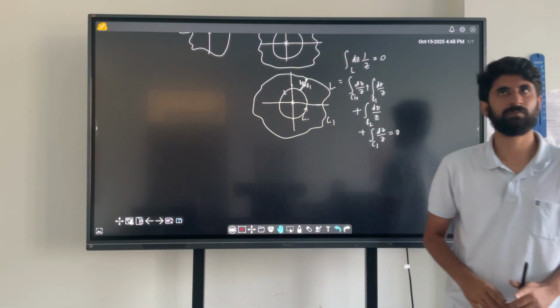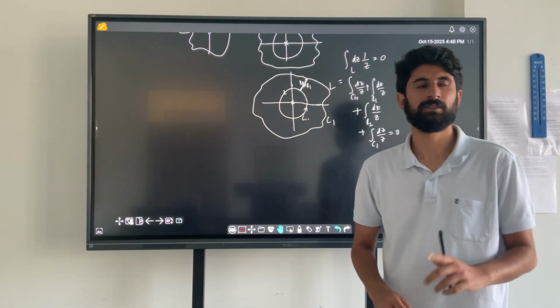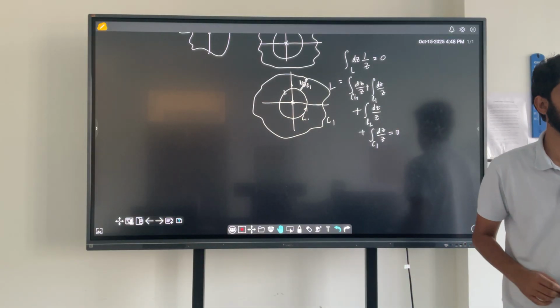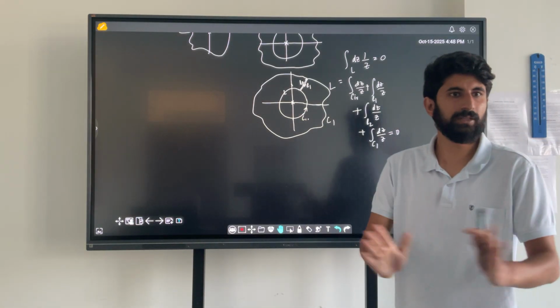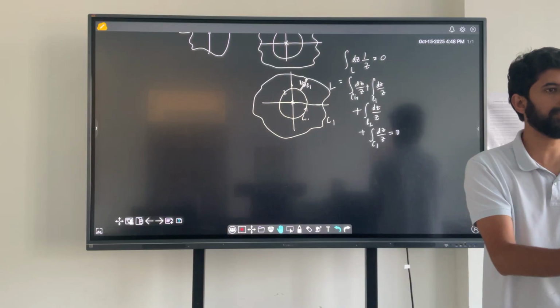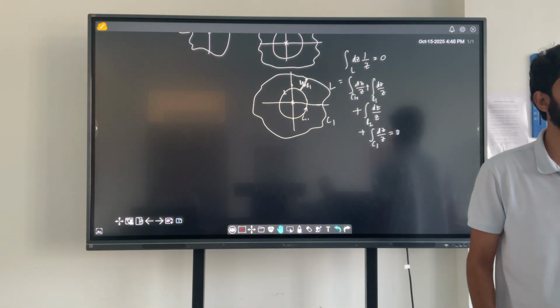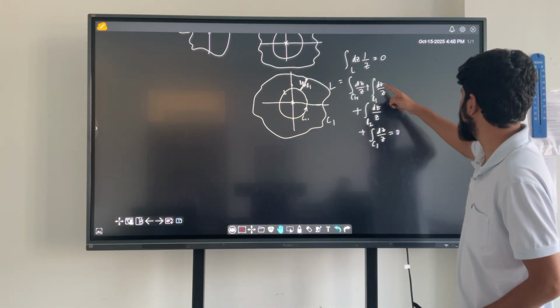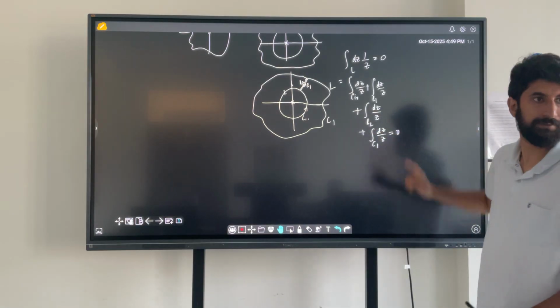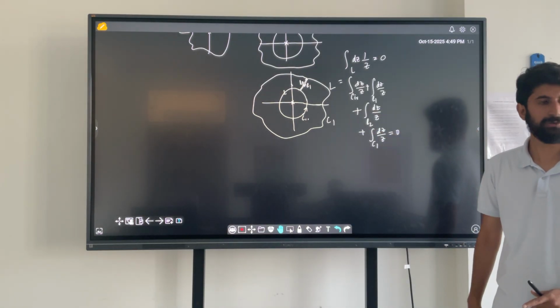Maybe it should be okay, but I have to think of it carefully, right? But for now the idea is clear. They are infinitesimally close to each other and they cancel each other. So integral L1 and integral L2, they cancel. So what do I get?